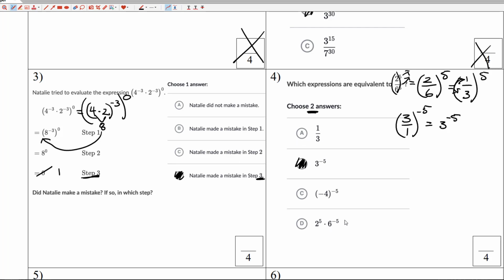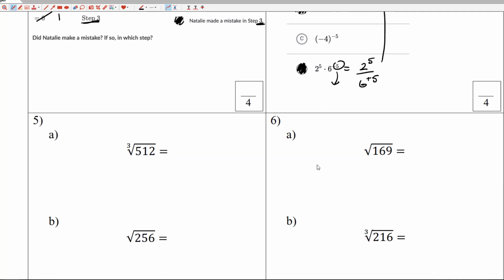Maybe this one can be simplified more. Let's play with D. If I bring this negative power down, then I have 2 to the power of 5 in the top, and 6 to the power of positive 5 in the denominator. And that's exactly what we had to start with. That's the same answer, so that is also a choice that you should be making.